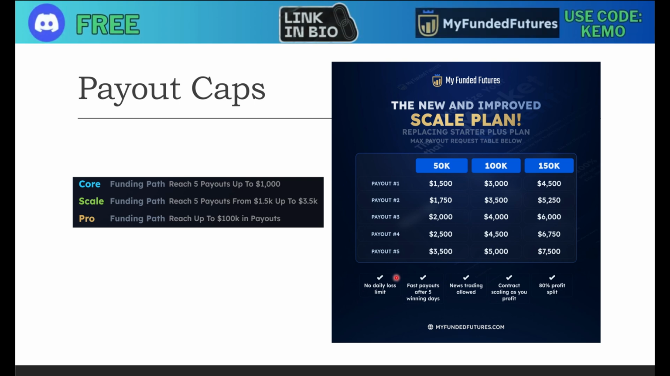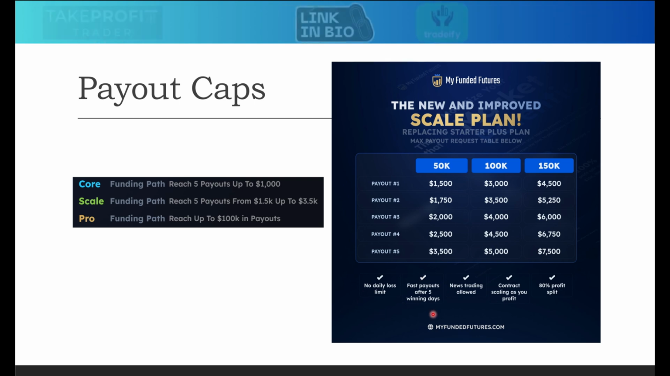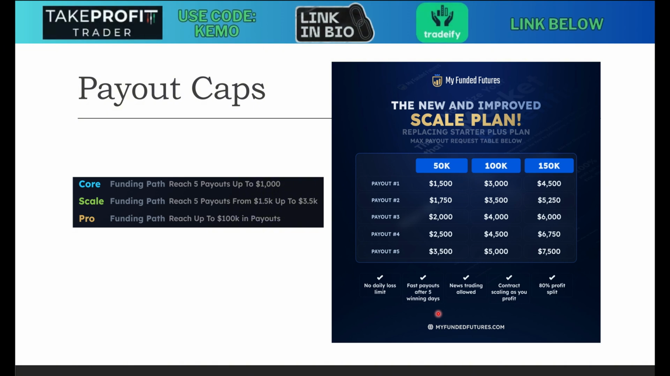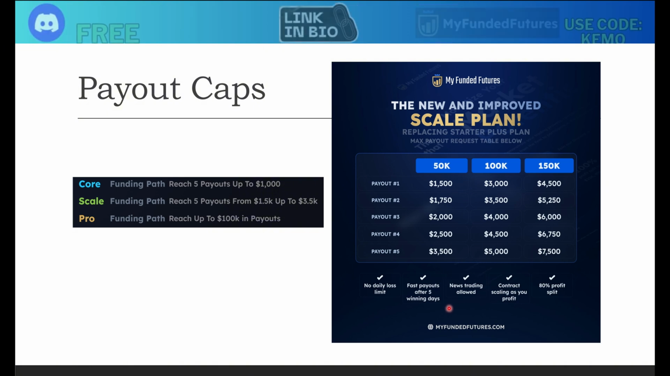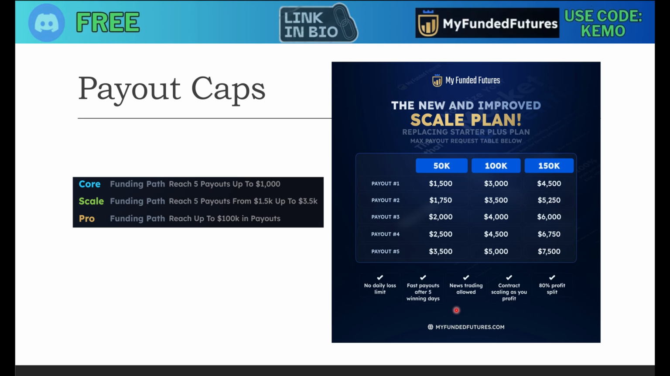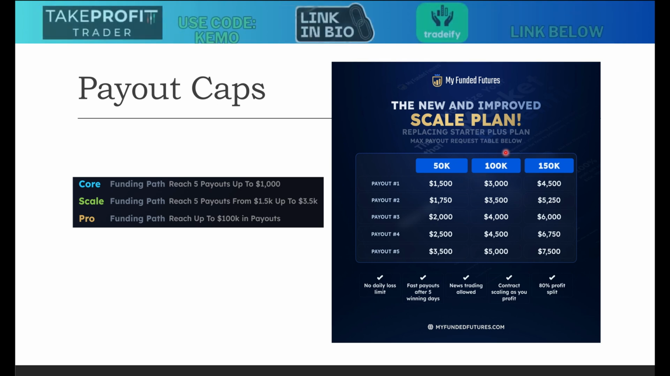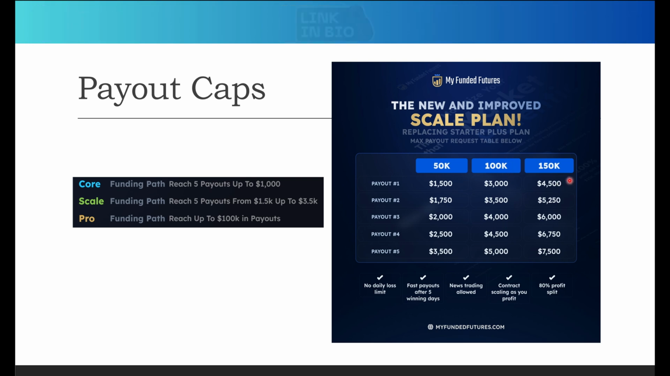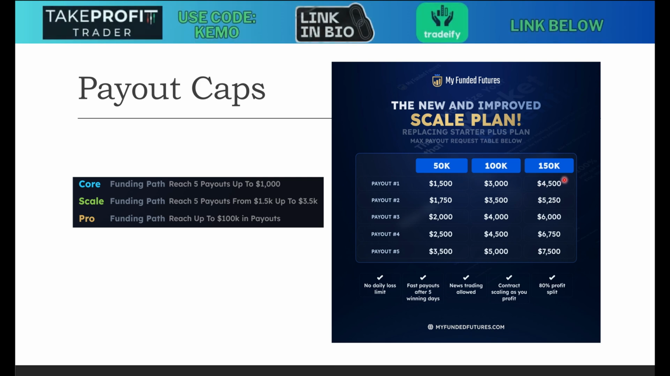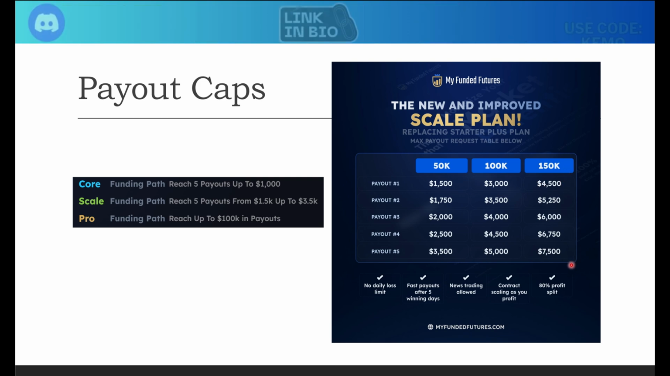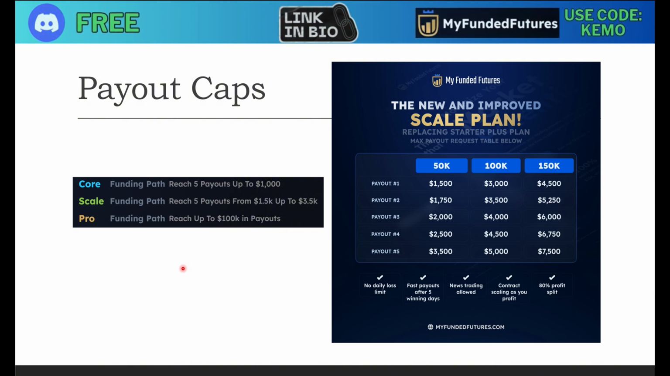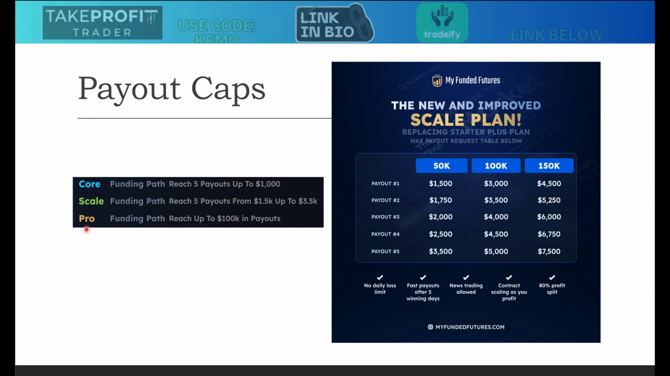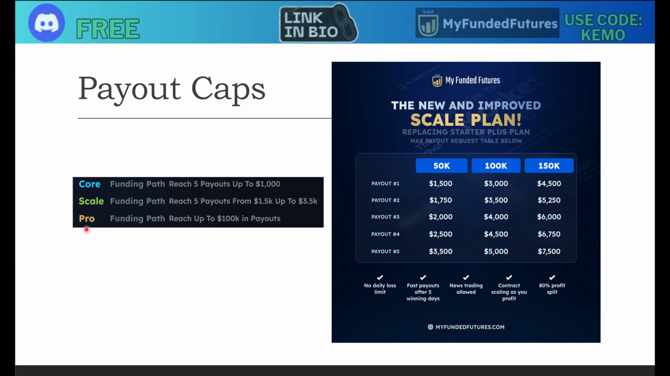And as you can see here, there's no daily loss, fast payout after 5 winning days. It's also news trading allowed, which I will get to in a second. But here are the other scale plan account sizes for the 100K and the 150K. They go all the way from $4,500 all the way up to $7,500.